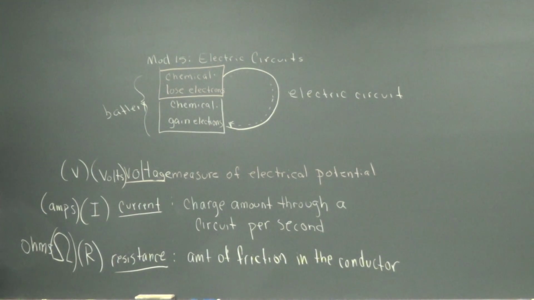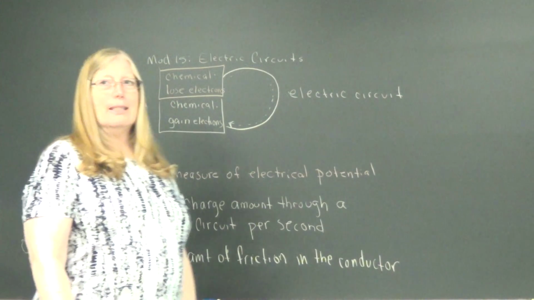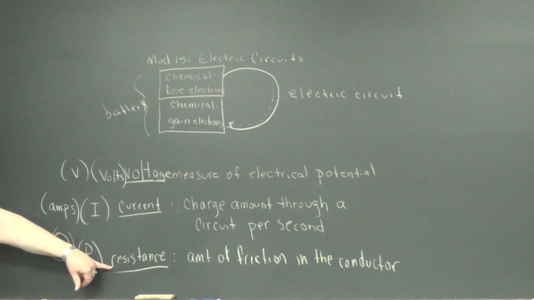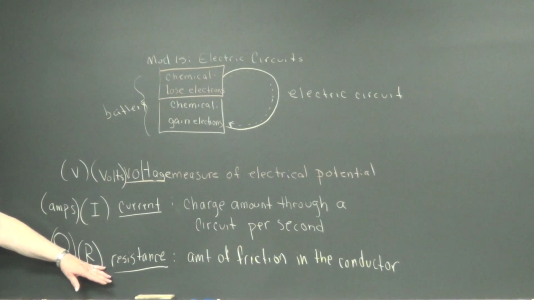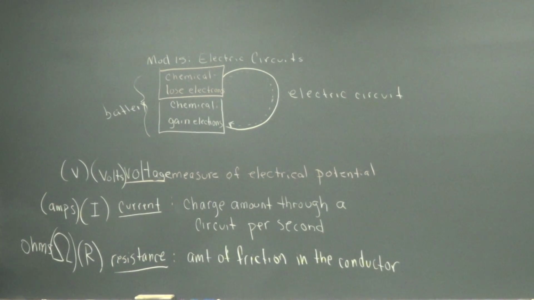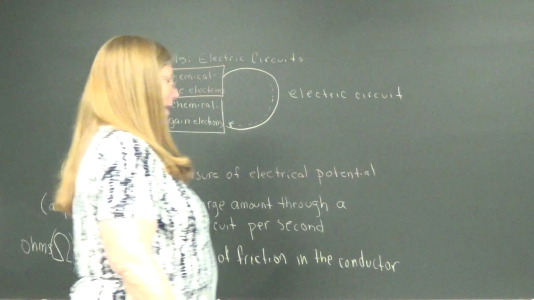So are R and omega interchangeable? Well, R is in a formula. If we want resistance in the formula, we would put R. But at the end, we would give it in the unit of ohms. Okay. So you'll see as we go.